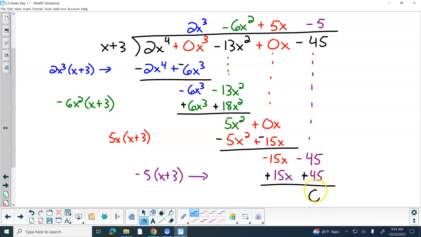Change. Just so happens that we end up with a remainder of 0 on this one. Which means then, later on next week, what we'll learn is that x plus 3 is a factor of that original one. So the answer here then is just 2x cubed minus 6x squared plus 5x minus 5.